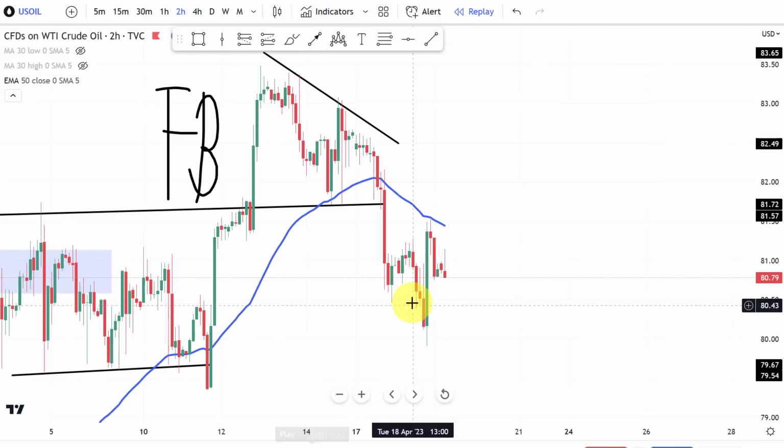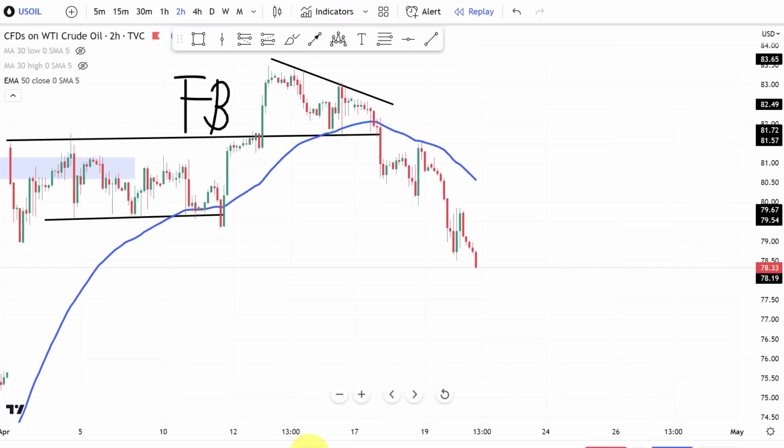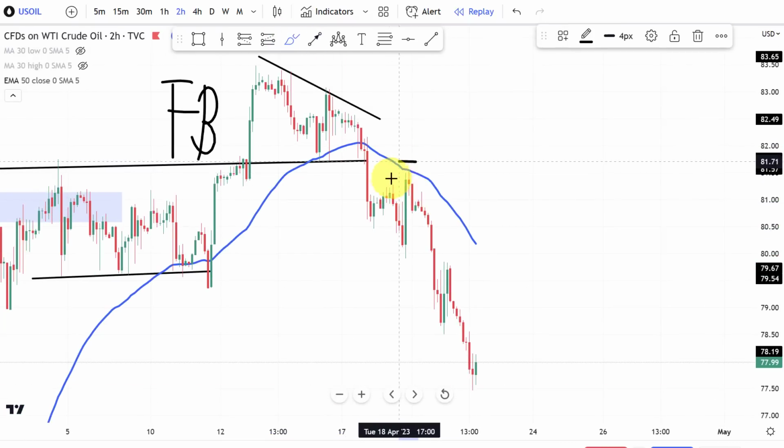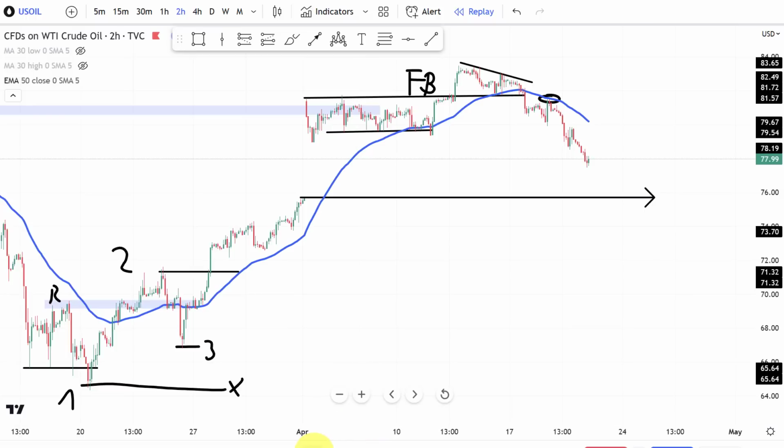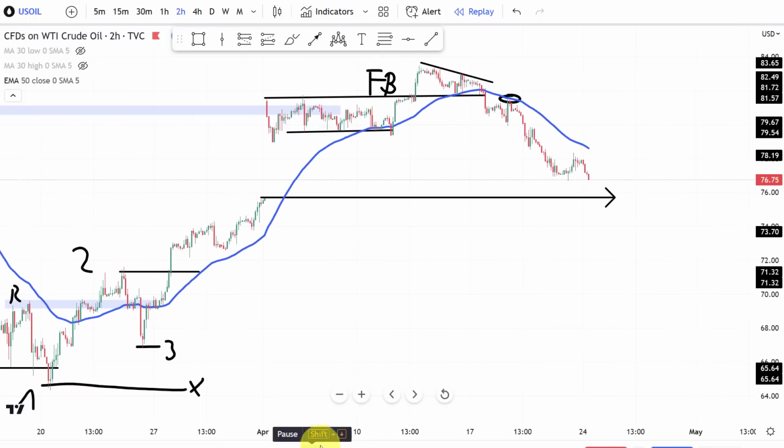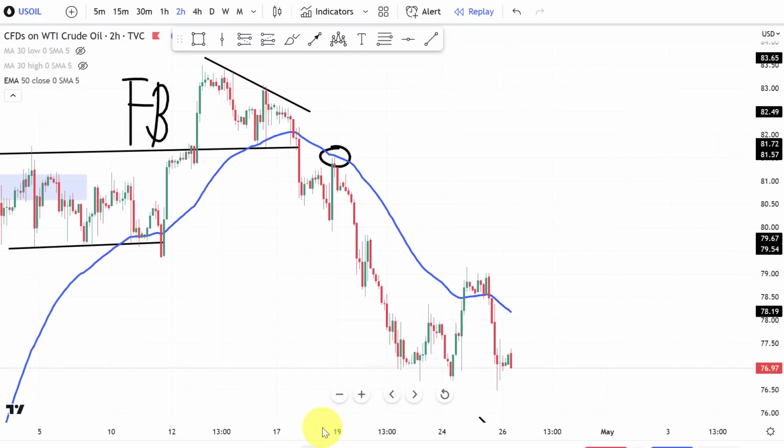Let's just speed it up a little bit for the sake of this video. And you can see we're trading below the moving average. We're retesting it. And yeah, here's the gap open. Let's see, the market is below the moving average, which is generally a bearish signal.